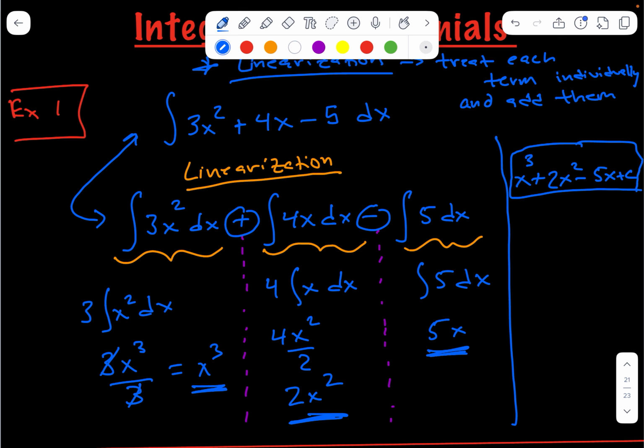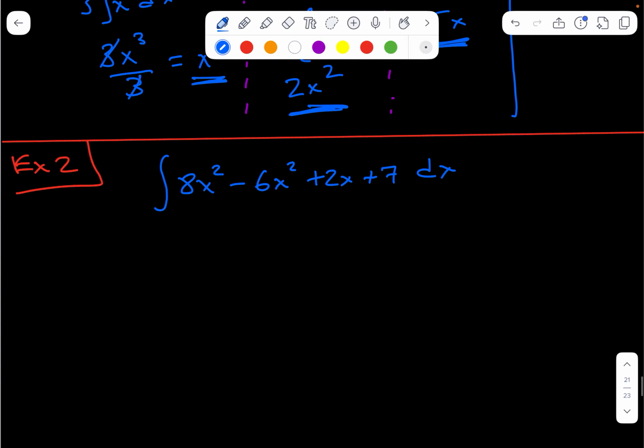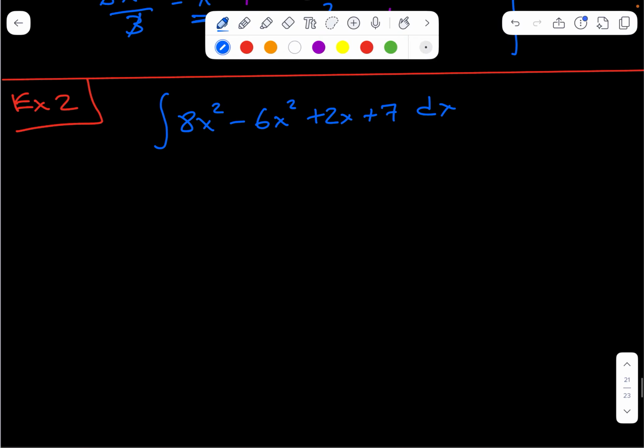So again, notice how we took a fairly big polynomial and we were able to split it down and simplify it into 3 fairly easy integrals. And then we just added them all up together at the very end. And again, don't forget your plus c. All right, let's go into our next problem.